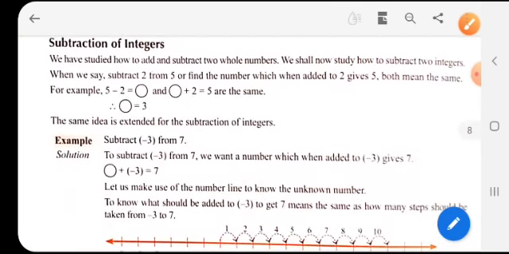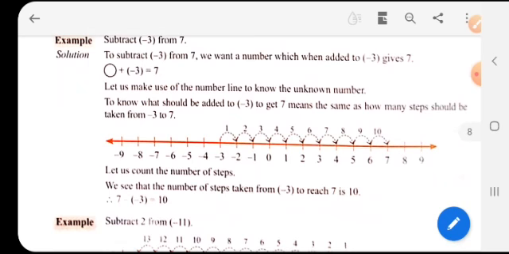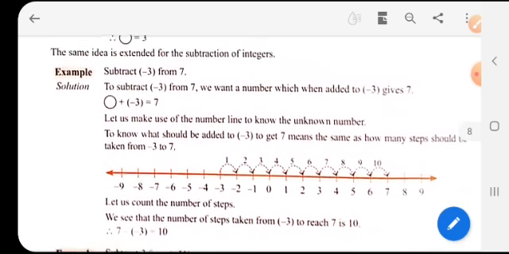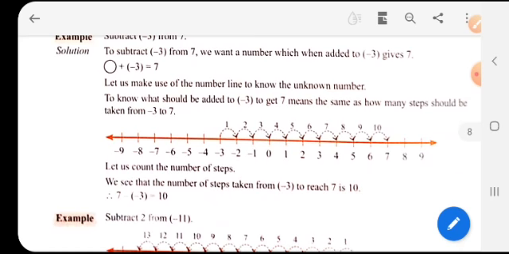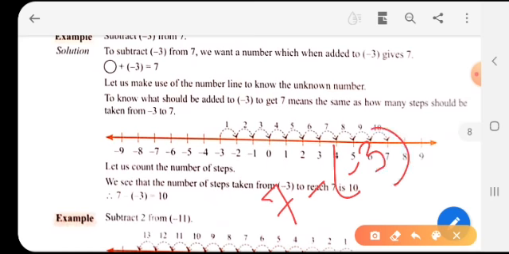Then subtraction of integers. Subtraction of integers is done as we do the normal subtraction. So we subtract minus 3 from 7. When we subtract minus 3 from 7, what do we get? Here we have 7 minus minus 3, so it is 7 plus 3. The answer is plus 10. So this is the answer.